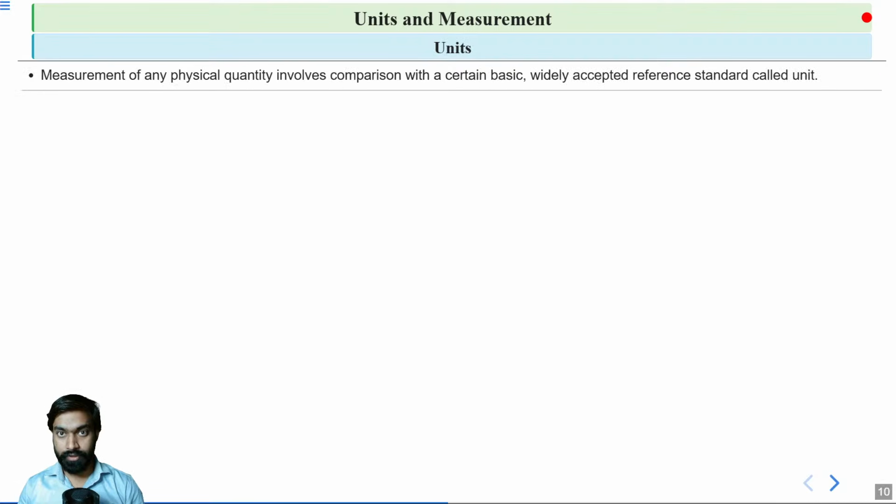So units. Measurement of any physical quantity involves comparison with a certain basic, widely accepted reference standard called a unit, meaning that to measure any physical quantity such as length, mass, time, we compare it with a basic internationally accepted reference standard which is called a unit. For example, if we say that the length of an object is 5 meters, then meter here is a unit, and we are comparing the length of that object with the meter.